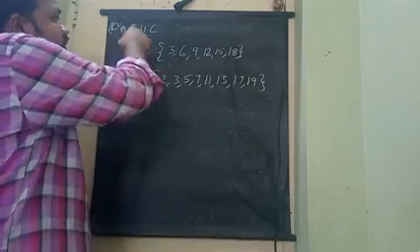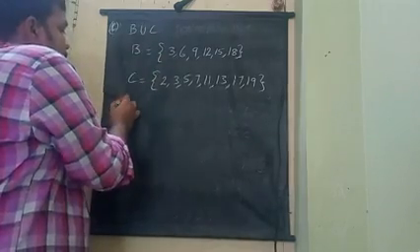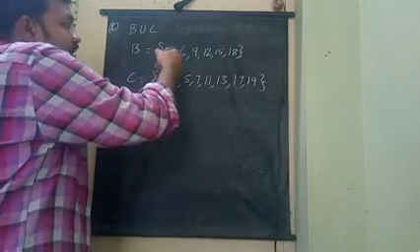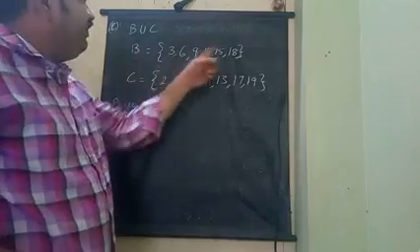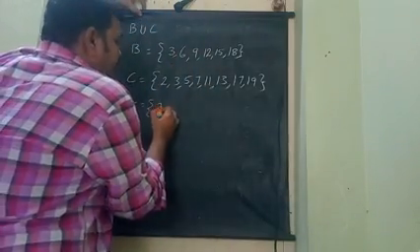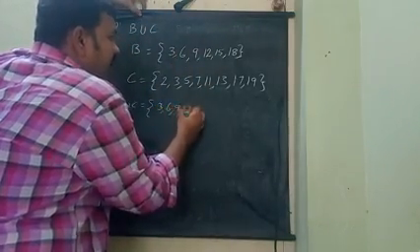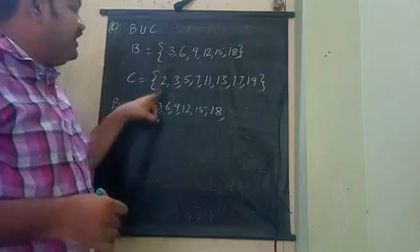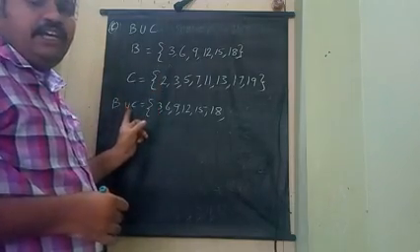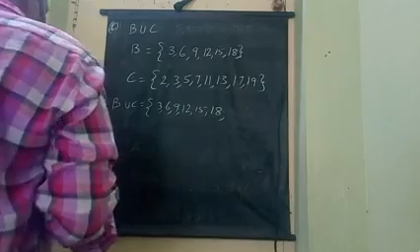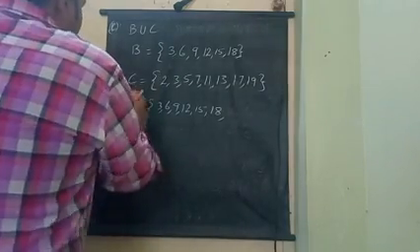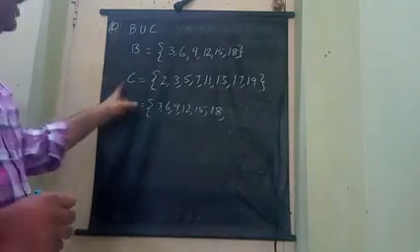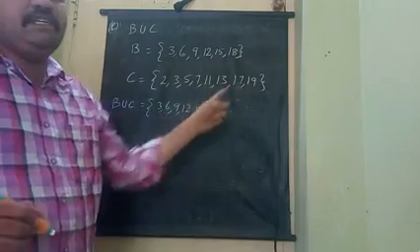Now what did they say to do? B union C, that means both we have to combine. Combine means writing all of them. I am writing the first set B's elements: 3, 6, 9, 12, 15, 18, comma. Then I am going to write the C set, because we are writing the union. Union means writing all the elements. So B elements we have to write and C elements we have to write. The elements of C are these ones.